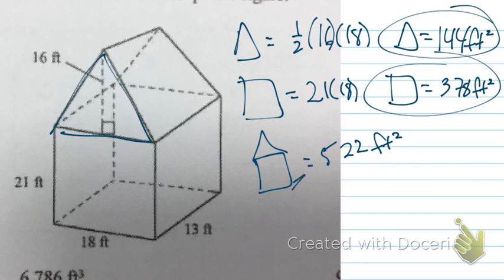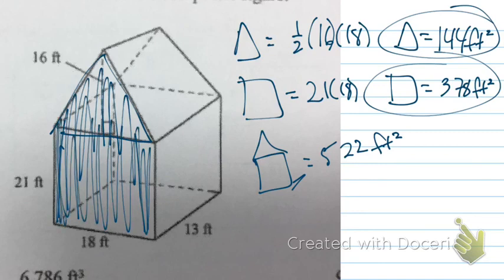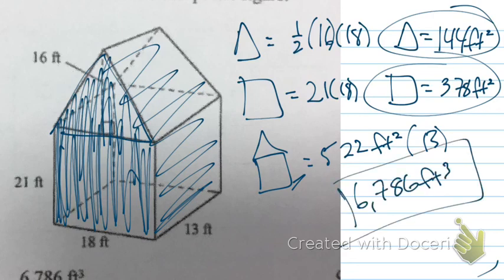So what John did is he filled in this whole side over here, and then filled it in times 13. What'd you get? 6,786. Cubic.